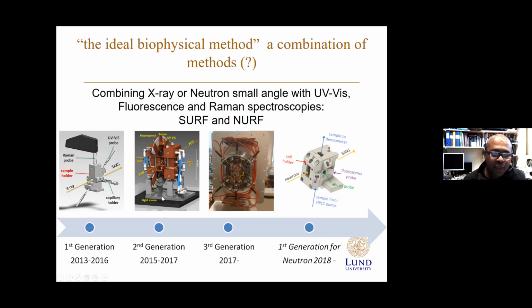Then after that, we moved to a second generation with more probes, fluorescence, Raman, UV-Vis, and X-rays, and eventually a third generation that was developed in collaboration with the SWING beamline at Soleil, where we had a tidier setup with the same idea of fluorescence, Raman, UV-Vis, and small angle scattering in these directions. And in parallel to that, we've started also to work on neutron scattering. But the whole idea is always the same, being able to match those two length scales: the one that we get from the scattering and the information that we get from the optical spectroscopy.